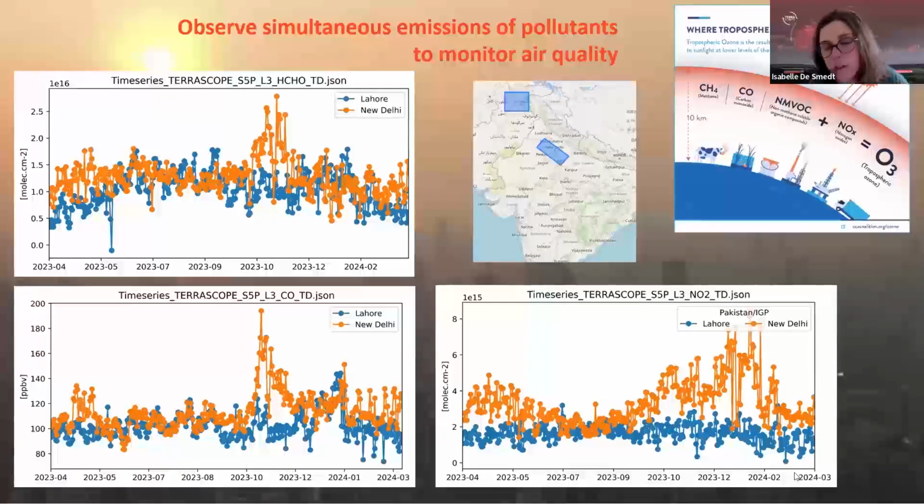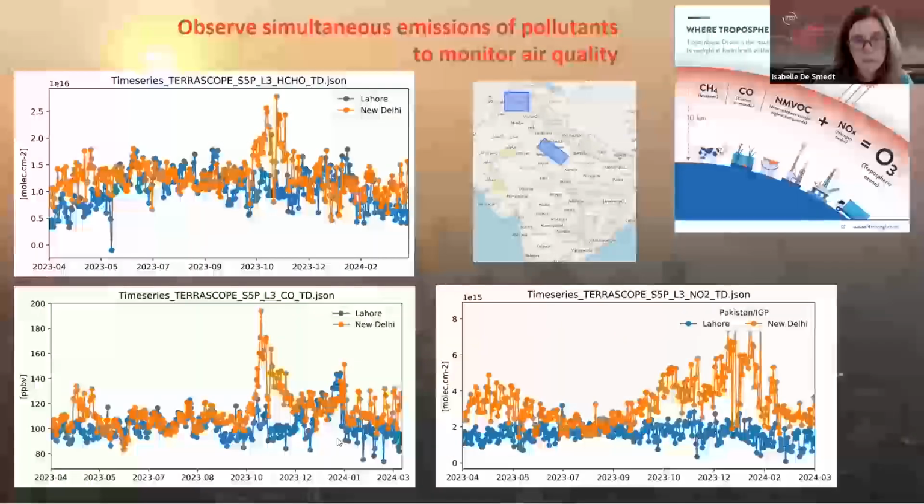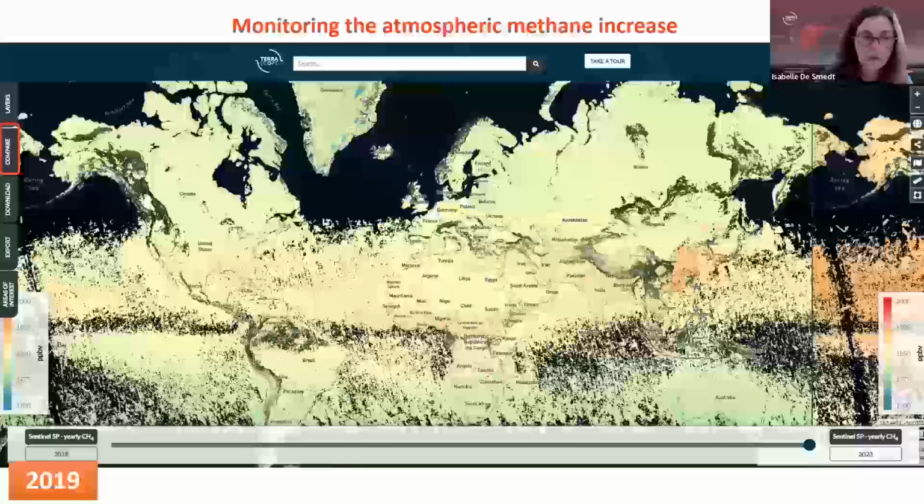So these kinds of differences are interesting. They are due to different types of sources for each pollutant and also to different lifetimes of the molecules and different chemistry. So this is really an advantage to be able to observe them at the same time.